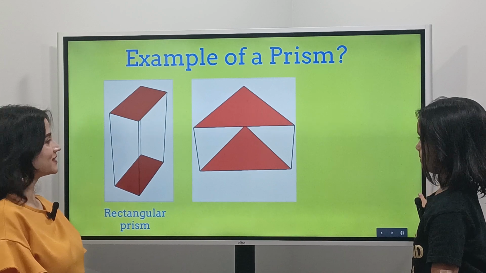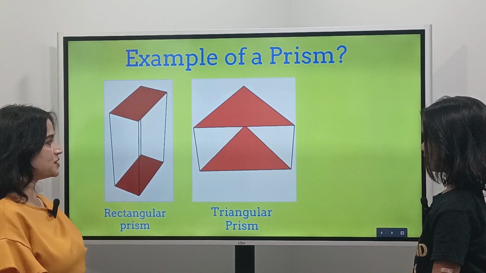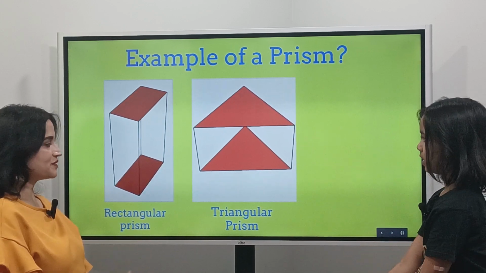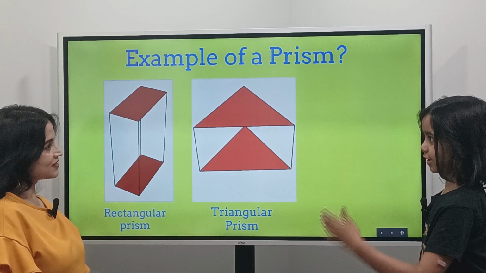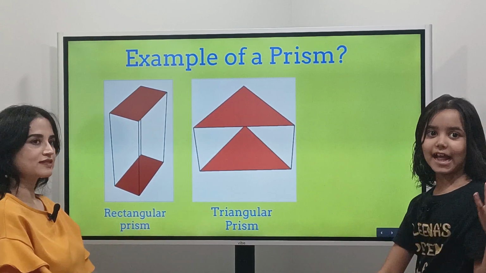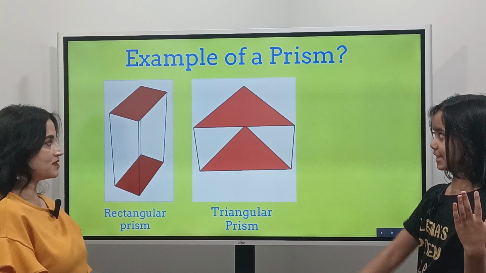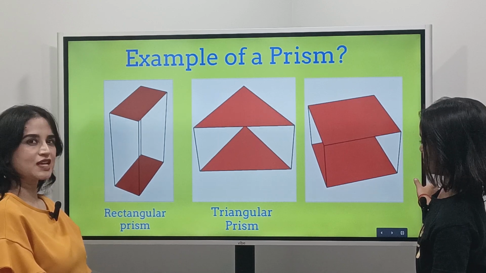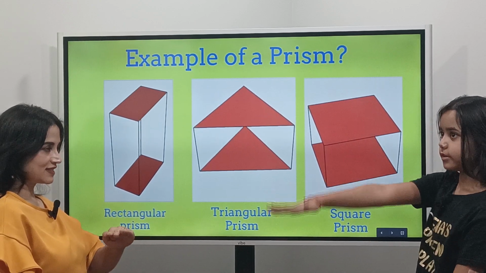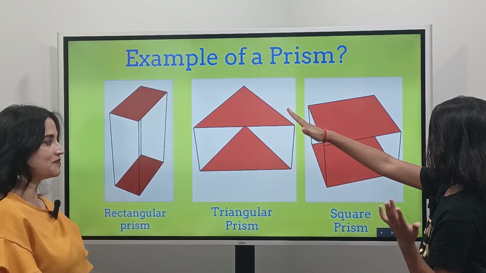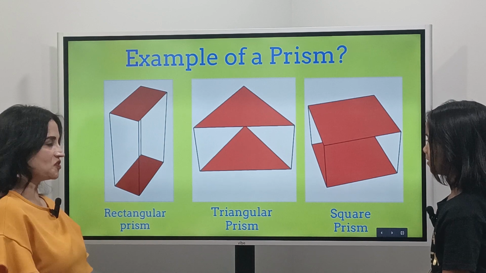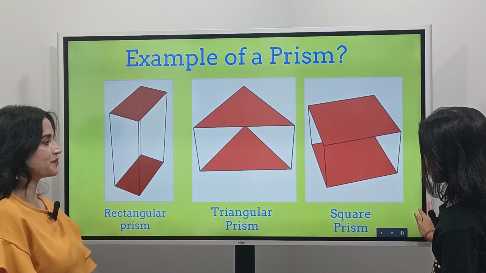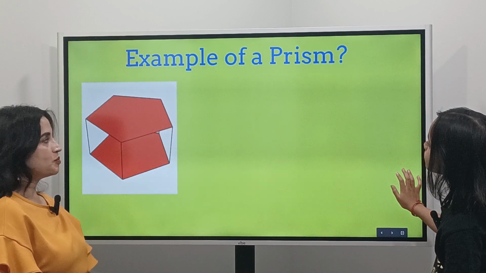How about the triangle? Triangular prism. Why? The triangle on the top and the triangle on the bottom are the bases, right? But it's not on the sides. That's a rectangle. Which is the next one? Square prism. It looks like a square prism because it has a square on the top and a square on the bottom, the bases. Let's see more examples of prisms.